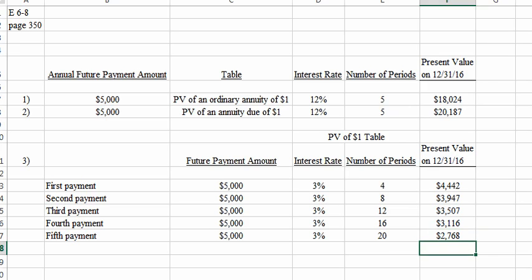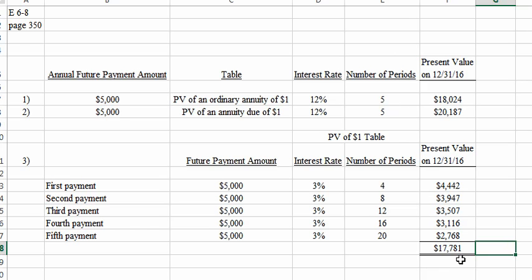Now we'll add all those together. The present value of all 5 of those future payments of $5,000 each is $17,781. So what do we know here? In total, we're receiving $25,000 over the next 5 years in annual increments. But if we assume interest is compounded quarterly, 12% per year, that $5,000 to be received over 5 years is only worth $17,781 today.